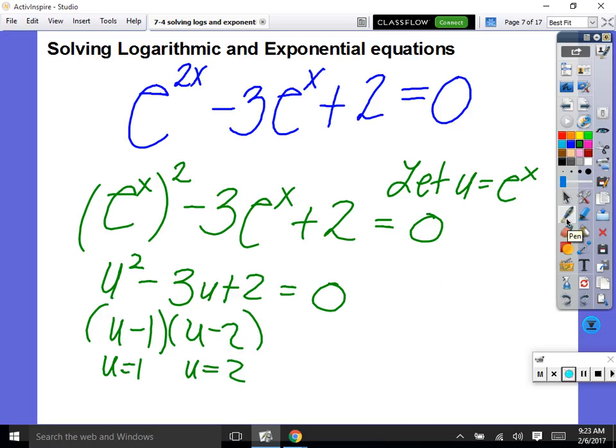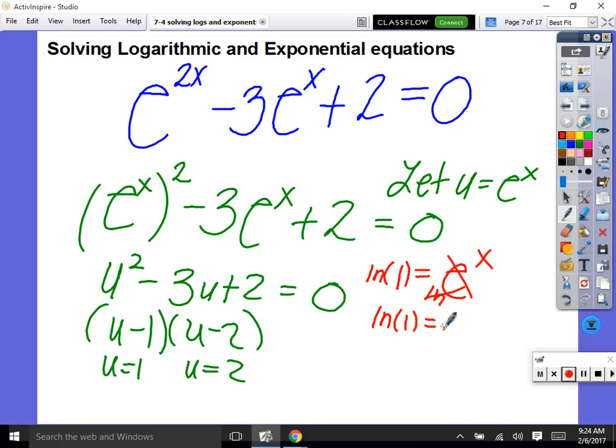So we have this true statement here. We have 1, because u equals 1, equals e to the x. Now solve for x. So won't we ln both sides now? We're solving for x now. So we'll ln both sides to get x alone. ln and e undo each other. So ln of 1, which is what right away?